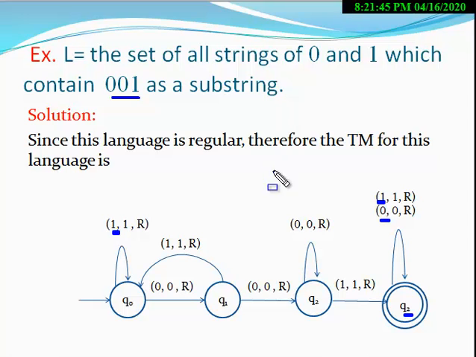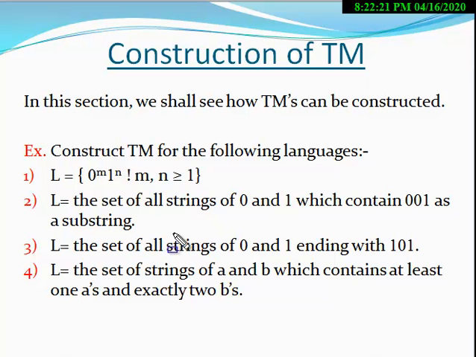Clear? I think all of you now understand how to make a Turing machine corresponding to a regular language. For all of you, we are giving two examples: the first example is this, and the second example is this. All of you have to construct a Turing machine corresponding to these languages. We are giving them to you as a home assignment, so you have to do these examples at home.